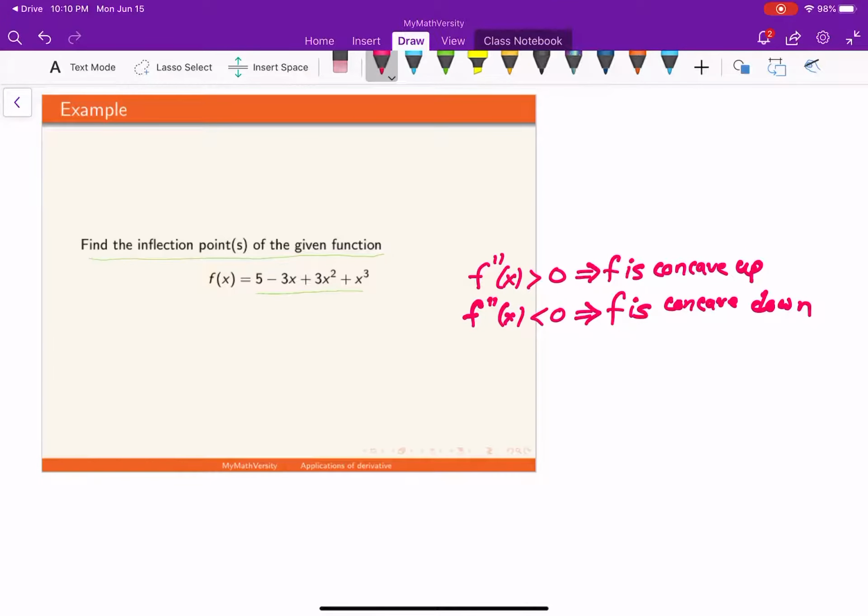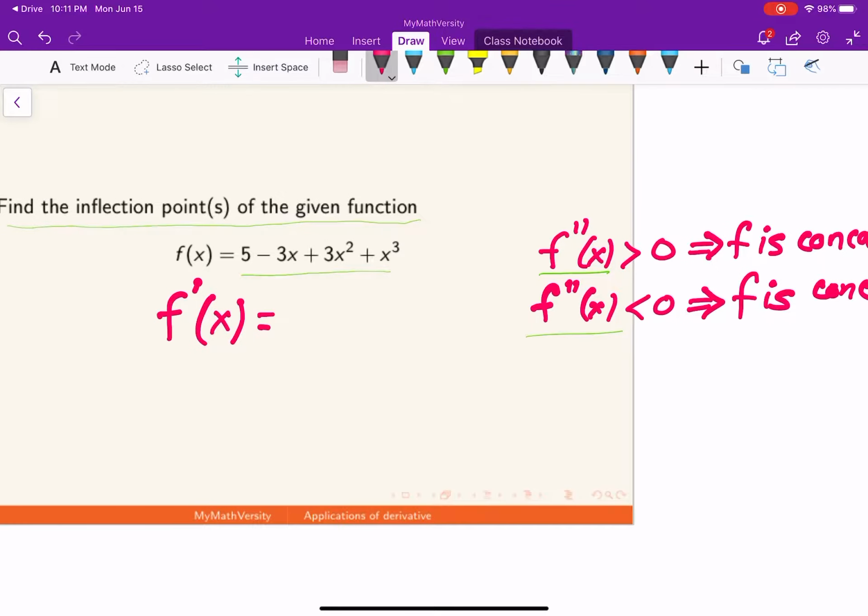You might have noticed that to use this concavity test, we first need to figure out what the second derivative is, right? Only then can we determine its sign. So let's find the second derivative. But even to find the second derivative, we first need to find the first derivative of this function. So let's find that.